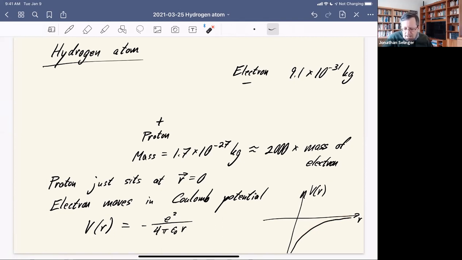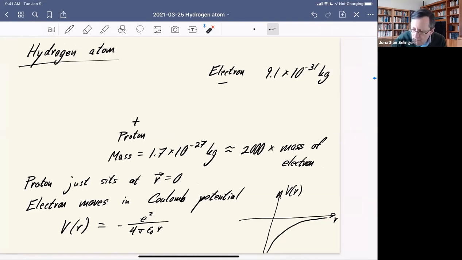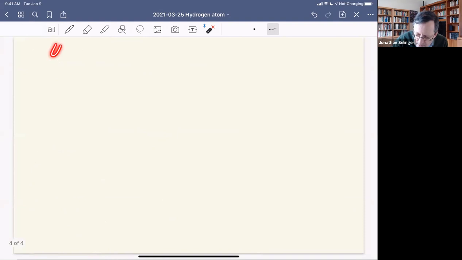Now, the first thing that you can notice about this is that it depends on the coordinate r, but it doesn't depend on the orientation angles, theta and phi. So it's a spherically symmetric potential. So we can use spherical coordinates. Spherical coordinates are the natural coordinate system for solving a problem like this.